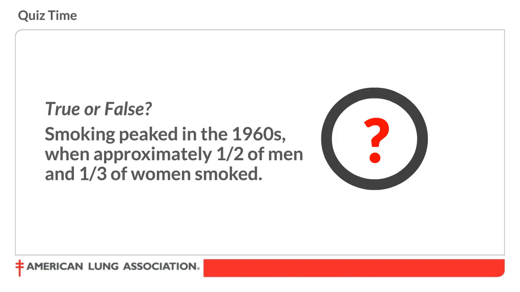Last question, true or false? Smoking peaked in the 1960s when approximately 1/2 of men and 1/3 of women smoked. The answer, true. What changed public awareness? That would be the Surgeon General's report in 1964. Approximately 1 year later, in 1965, Congress required all cigarette packages distributed in the U.S. to carry health warnings. In 1969, cigarette advertising on TV and radio was banned and became effective in 1970.